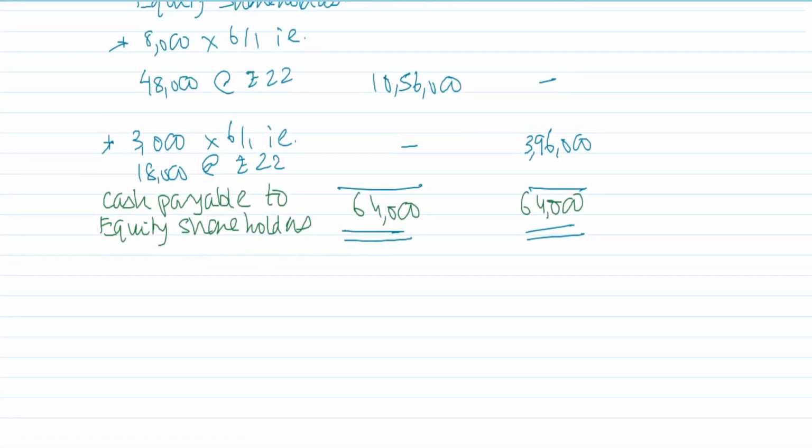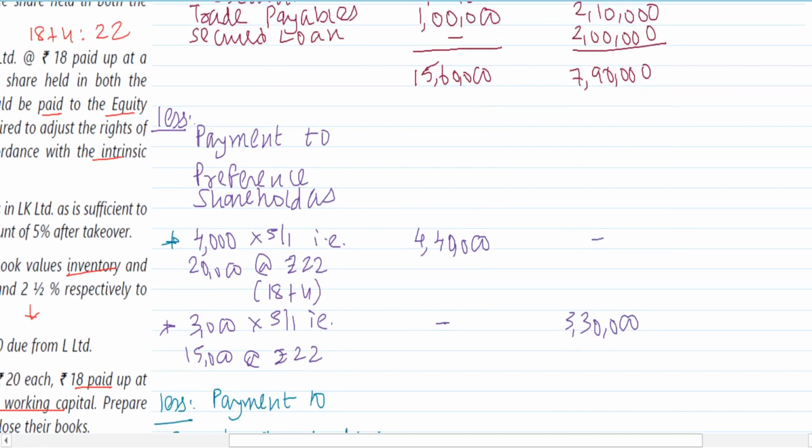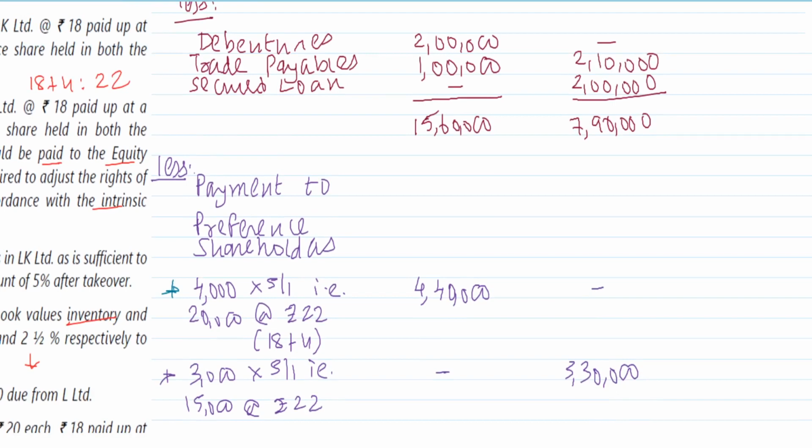This 10 lakh 56 you are giving to equity shareholders. This is also equity shareholders. This is also equity. This is also equity. We know purchase consideration is what you pay to equity shareholders and preference shareholders. In a way, I can say that this itself is the purchase consideration.